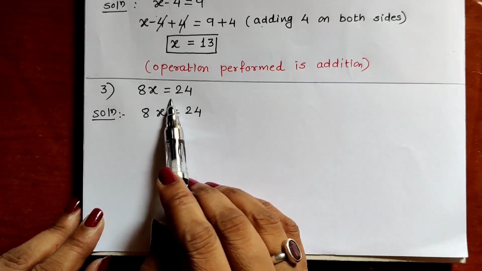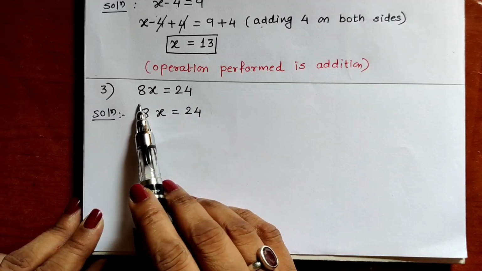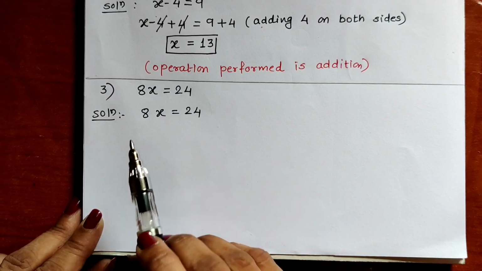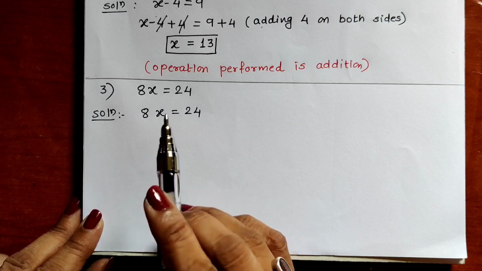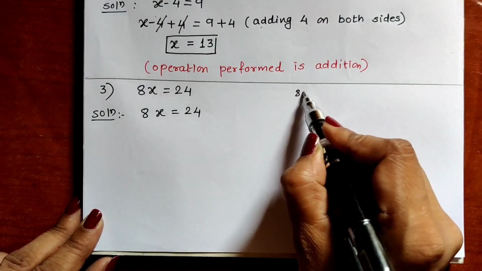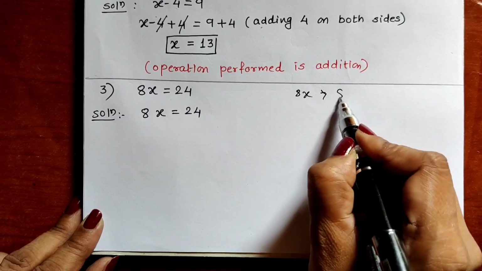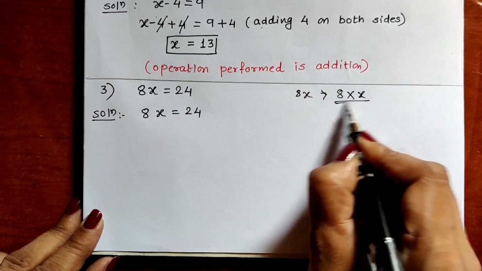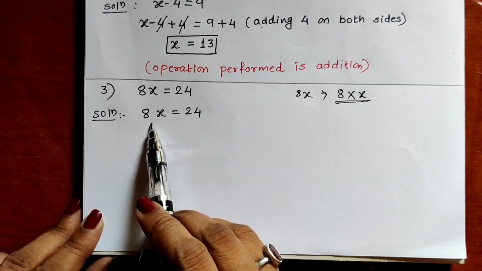Next sum is 8x = 24. The variable side is the left hand side. On the left hand side we can see multiplication. 8x means 8 multiplied by x. So the operation is multiplication.